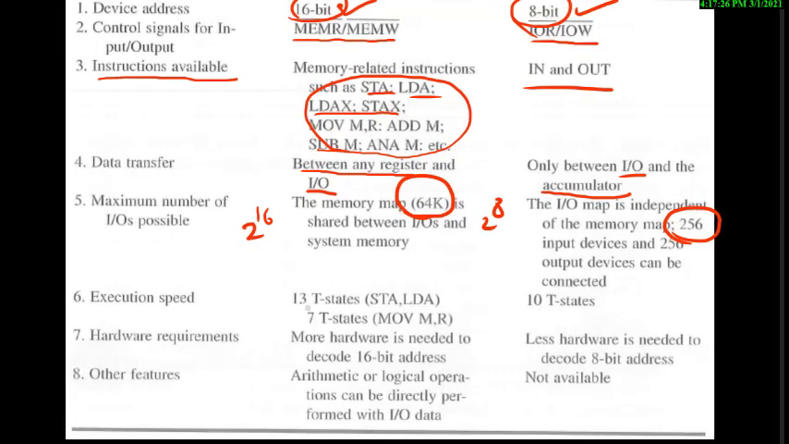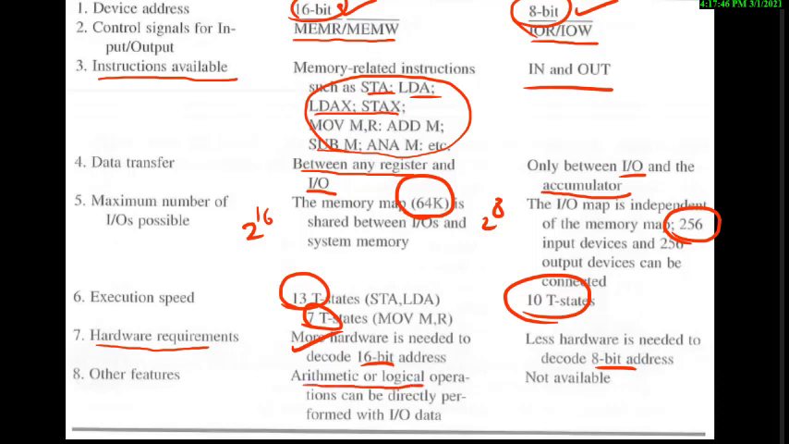Now regarding the execution speed, in case of memory mapped, because there are several instructions, it may go from 7 T states to 13 T states, and here it is fixed at 10 T states. For memory mapped, the hardware requirements are more to decode the 16-bit address, but here less hardware is needed because the address is small. Some features available in memory mapped input output are that we can perform arithmetic and logic operations directly, but here they are not available. So this is the comparison chart between memory mapped input output and peripheral input output.